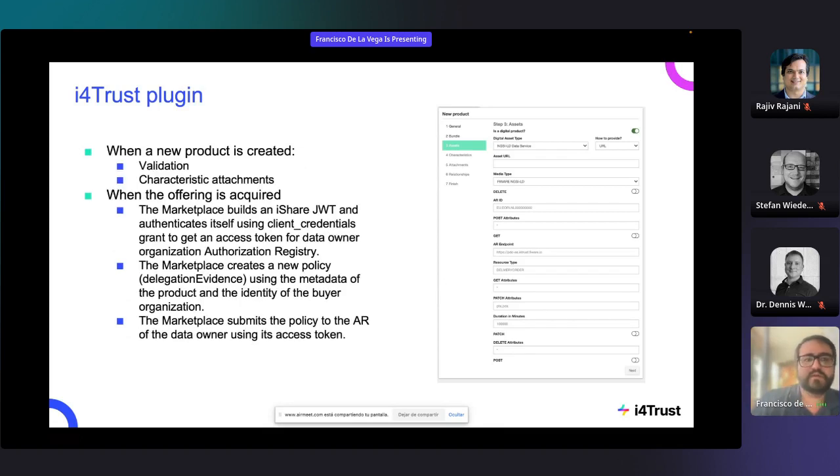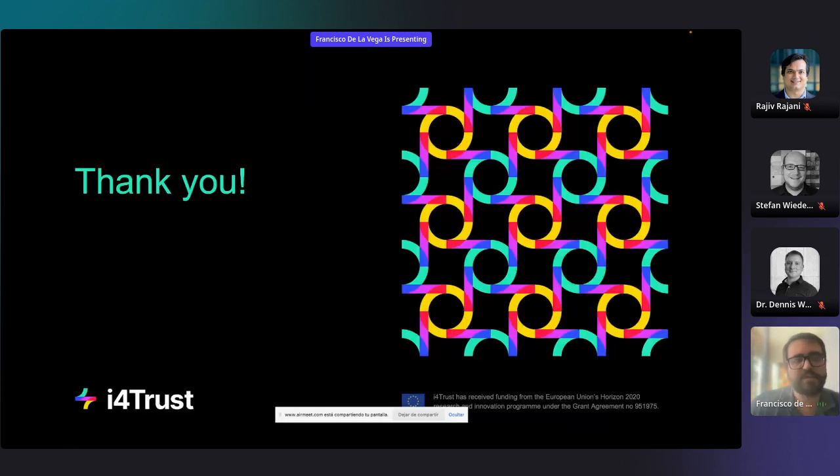Okay, so when the product is created, the information is validated, and when the offer is acquired, the marketplace is going to create the specific policy with the data in the specific authorization registry that has been provided. And well, that's it from my side.